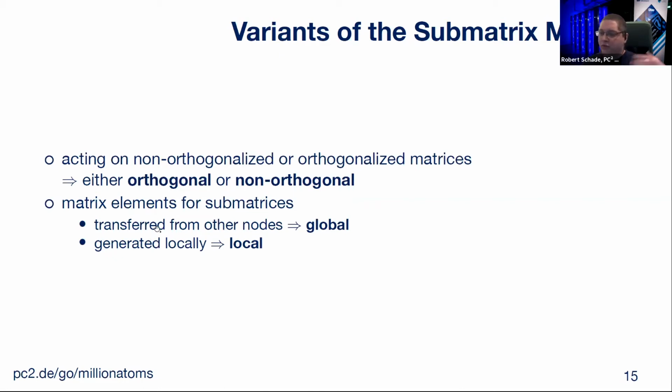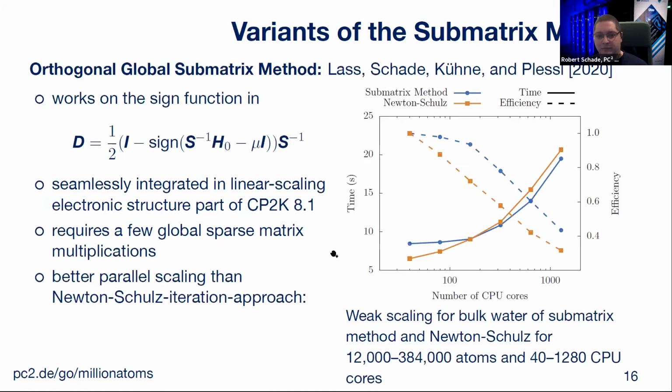The second aspect is then what you do with the matrix elements. You can either transfer them from the other nodes, which would give you a global submatrix method, or you can generate them again locally, which we then term a local submatrix method. So our first approach, which we actually wanted to present last year at PASC, is what we call the orthogonal global submatrix method.